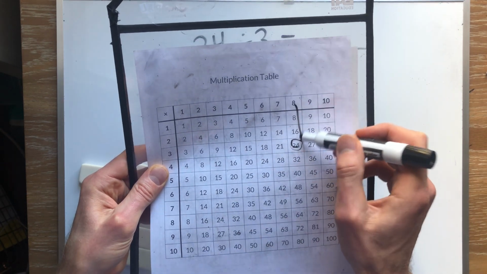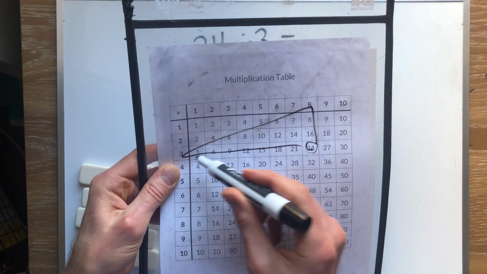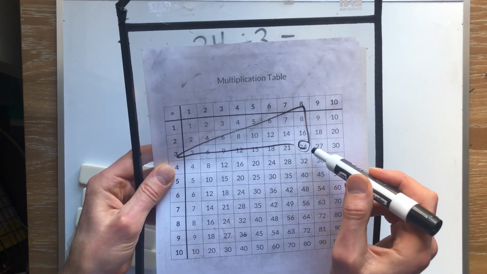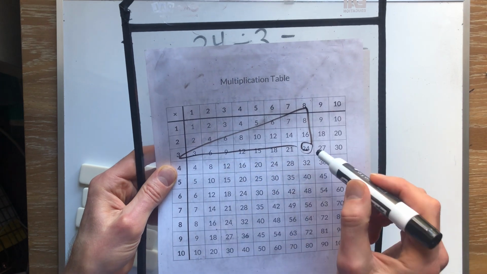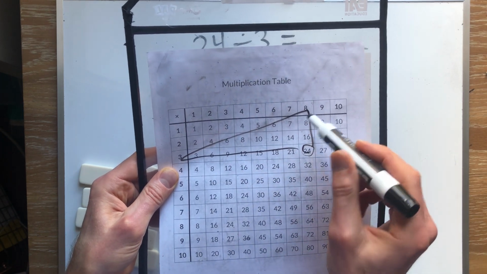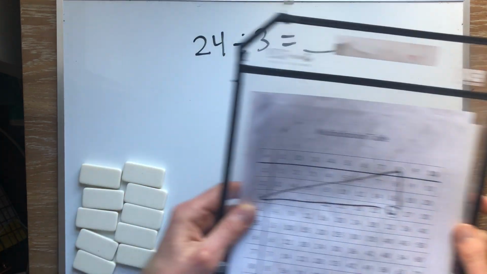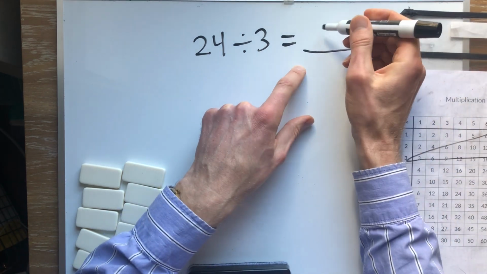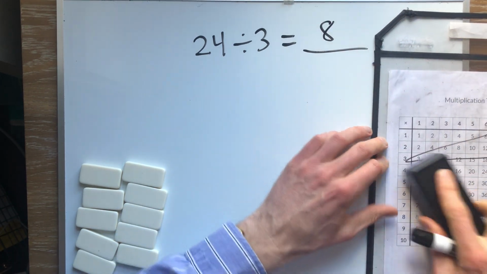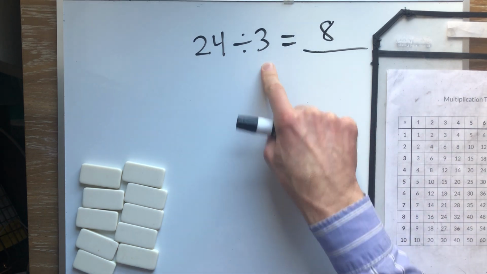So that's like we were talking about before with that cool triangle of 8 times 3 is 24. 24 divided by 8 is 3. 24 divided by 3 is 8. Those numbers work together. So 24 divided by 3 is 8. I just found it over here. And hopefully I just remember that too, my 3's.